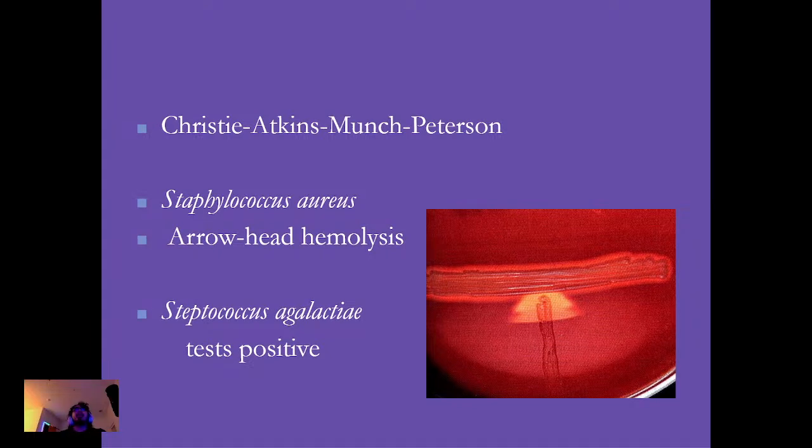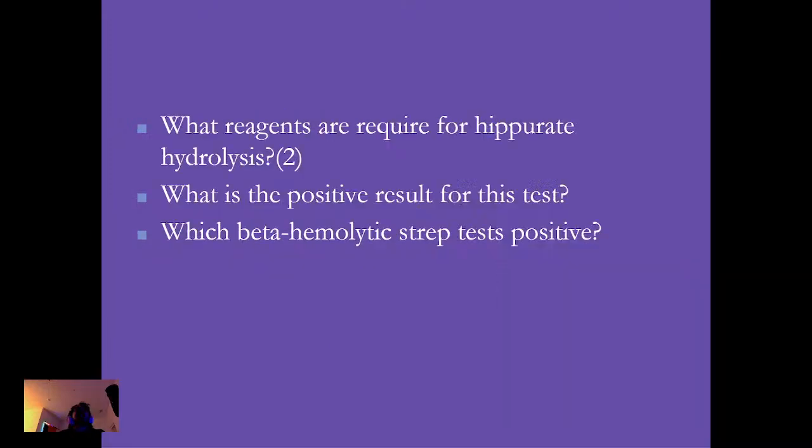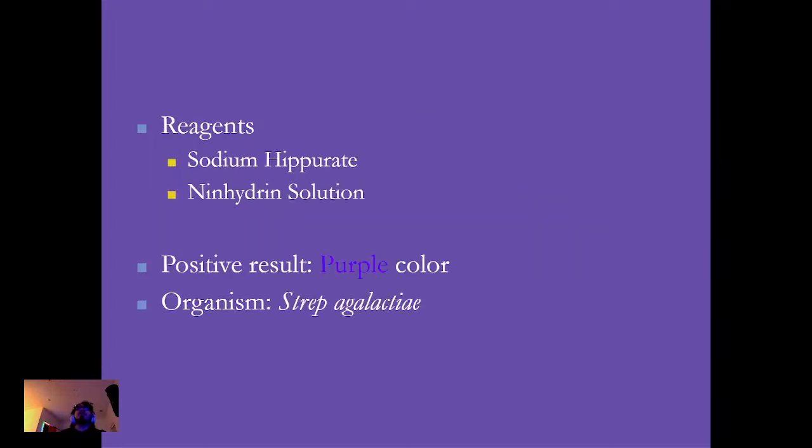Okay? All right. Let's move on to the next slide. Reagents used, okay, memorize ko pa to. Sandali, try natin. Baka mamaya magkamali ako. Reagents used for hypurate hydrolysis, we have sodium hypurate and ninhydrin solution. Positive result is purple. Tingnan natin. Okay, purple color. Tama pa rin tayo. So, sodium hypurate and ninhydrin solution. Alright, the positive result is the purple color.